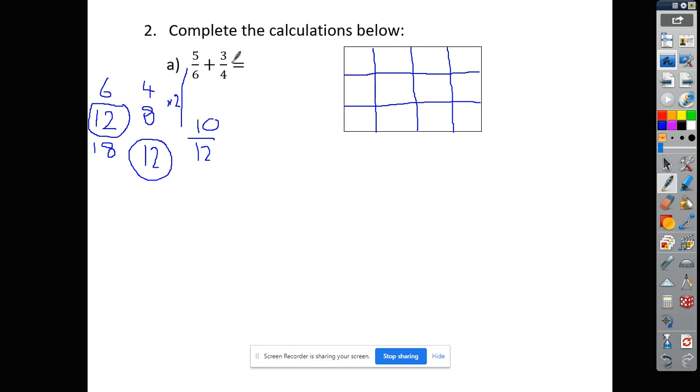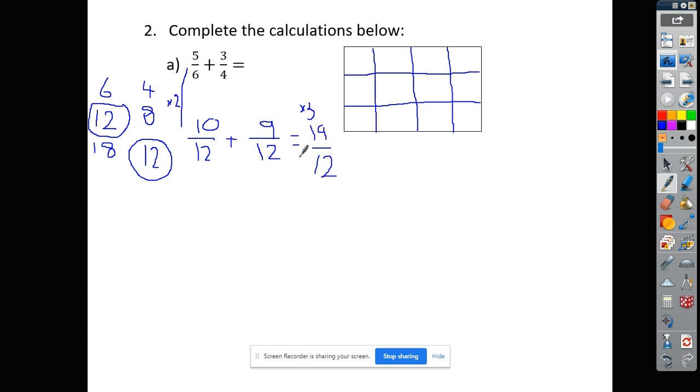And then here I have 3/4. I want that to be 12ths as well. So what have I done to get from 3/4? So what have I done from quarters to 12ths? I've multiplied that by 3. I need to do the same to the numerator. So that gives me 9/12. I now have 19/12.